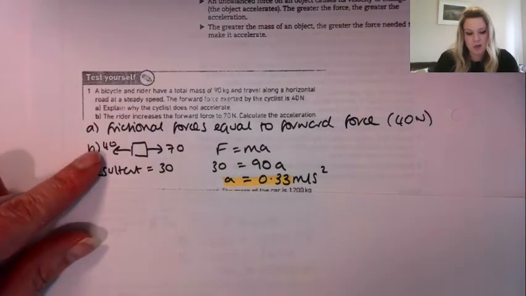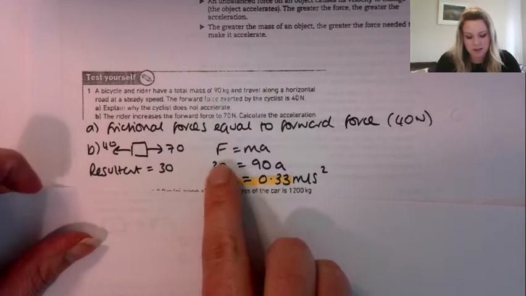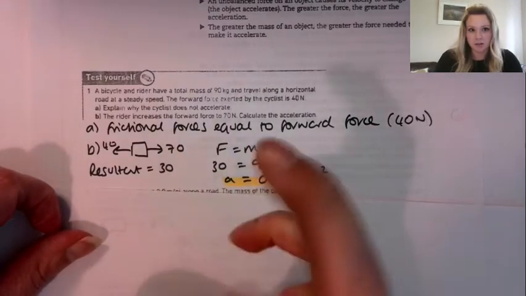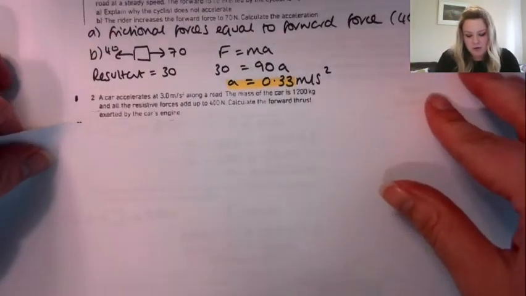So that one was generally well done. A common mistake there is to put 70 in here. But remember, the force has to be the resultant force, and 70 isn't the resultant force because there's those 40 acting backwards.